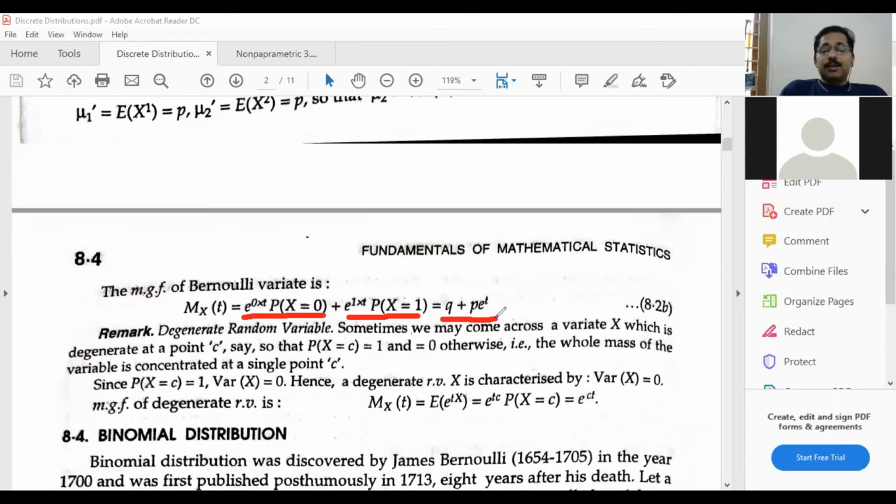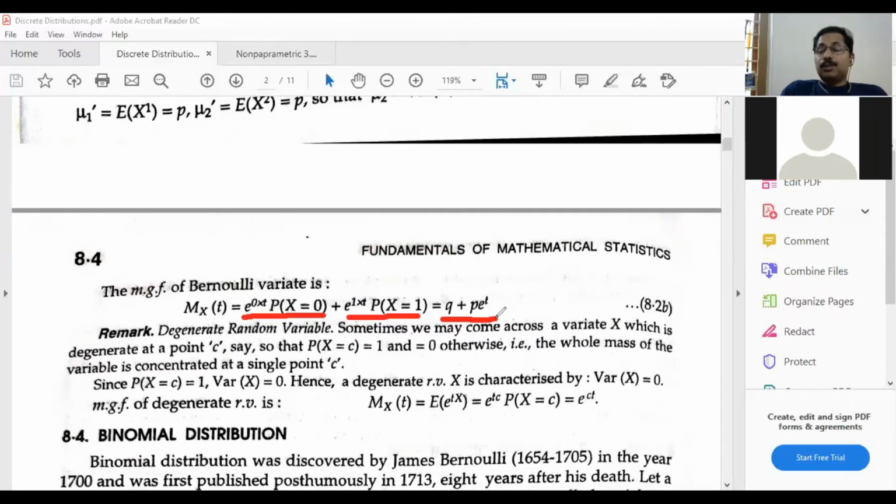Okay. Now you see a remark, the degenerate random variable. What is a degenerate random variable? Sometimes we may come across a variable X which is degenerate at a point C. Say probability that X equal to C is equal to 1 and equal to 0 otherwise. That means the whole mass of that distribution is concentrated at a single point. Such distributions are called degenerate distributions.